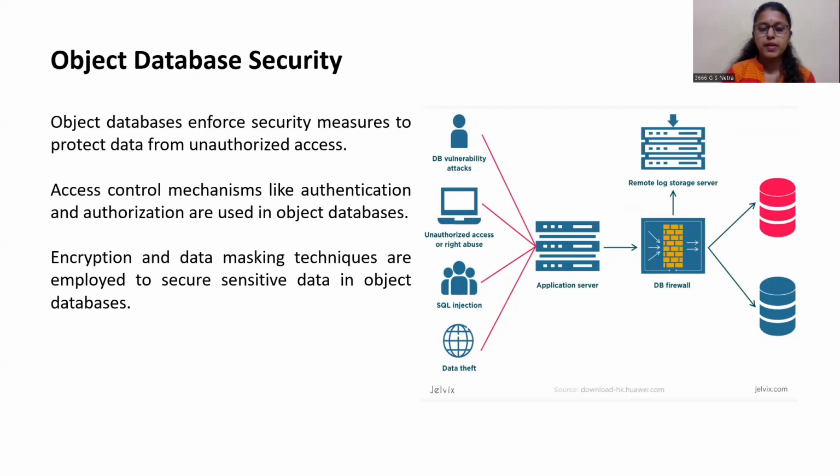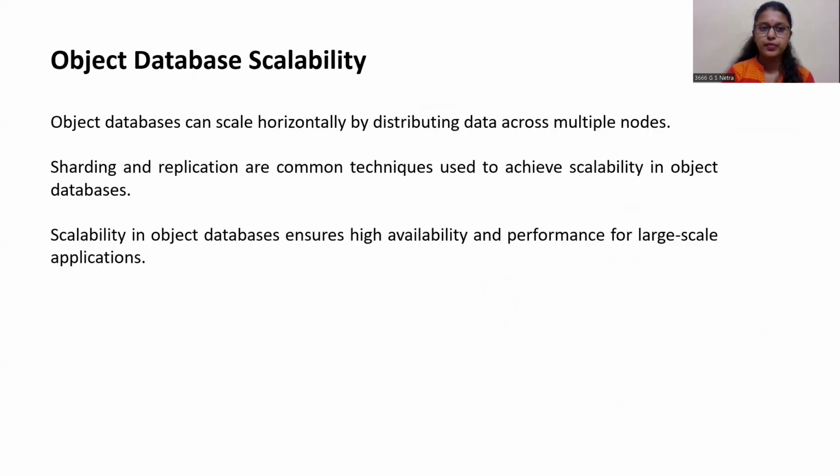Next is object database security. Object databases enforce security measures to protect data from unauthorized access. Access control mechanisms like authentication and authorization are used in object databases. Encryption and data masking techniques are employed to secure sensitive data in object databases.